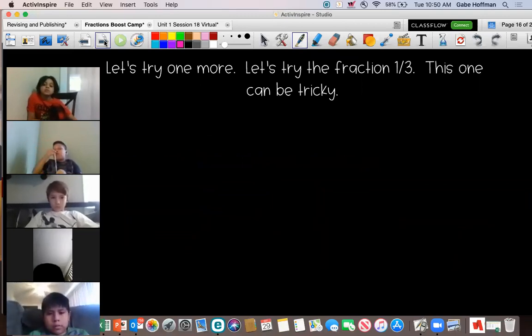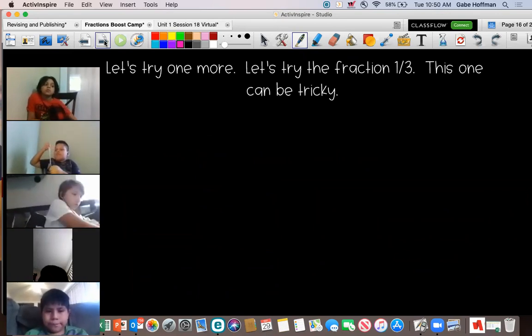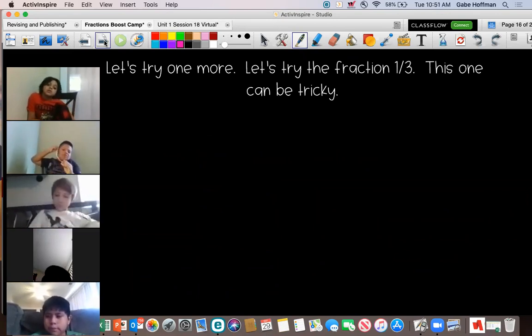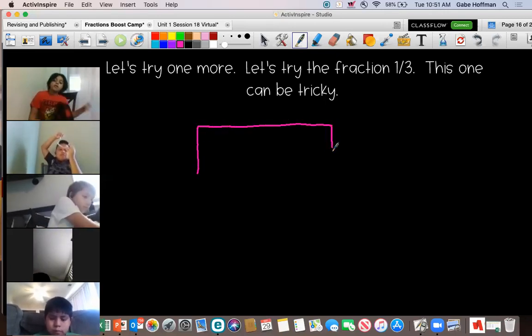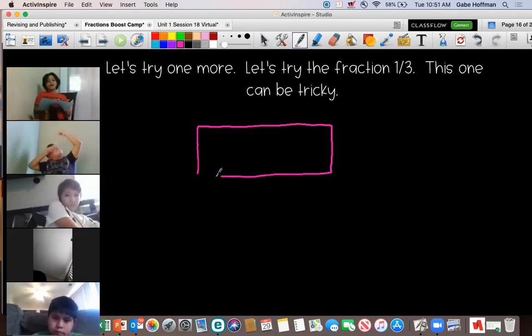All right, so we're gonna try 1/3. And again, we're gonna do a rectangle. So I'm just gonna go ahead and draw my rectangle right here. And I'm gonna give you guys about 1 to 2 minutes to go ahead and try that on your own.